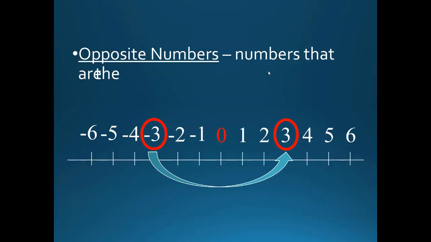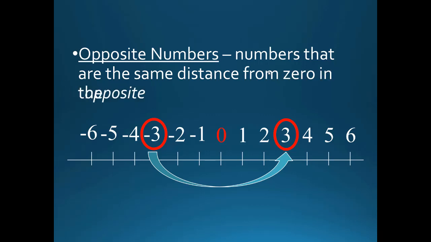Okay, now opposite numbers. What are opposite numbers? Opposite numbers are the numbers that are the same distance from 0 in the opposite direction. So the opposite number of minus 3 is 3. The opposite number of minus 2 is 2. The opposite number of minus 1 is 1.